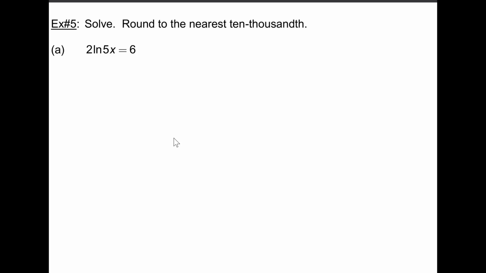Example 5. We're going to finish example 5, go through the last example that we didn't do for 7.7. Then we'll go through 7.8 today. For the test, I have the practice test ready for you. We're going to go over it tomorrow in class. All right, so example 5 says solve, round to the nearest 10,000.